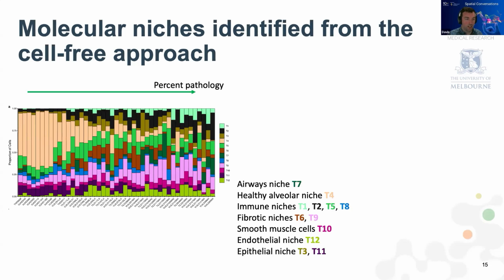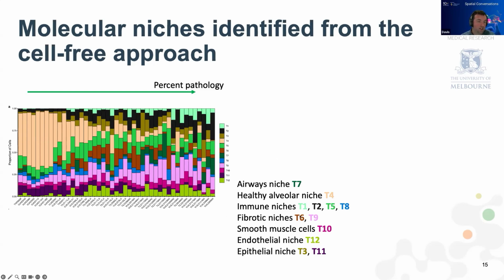And working closely with Nick Banovich's team and John Kropsky's team, we can assign biologically relevant identities to these different niches. And so very obvious is that you have the healthy alveolar niche T4, which is very highly represented in the unaffected samples towards the left, and that diminishes greatly as we go to more pathologically severe samples on the right.